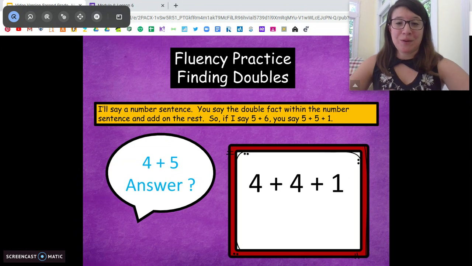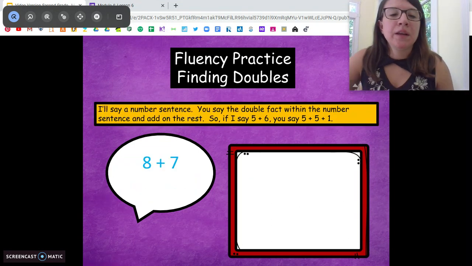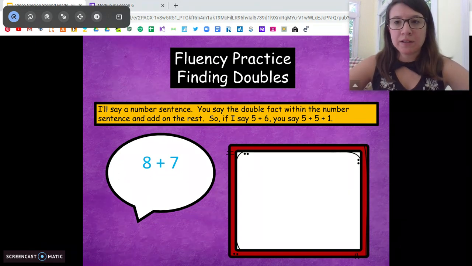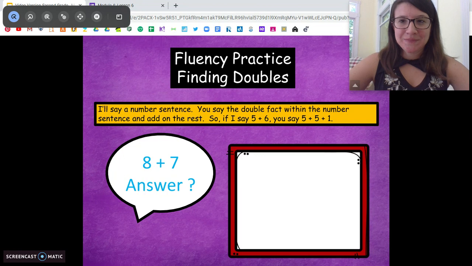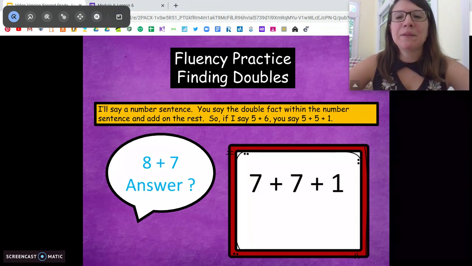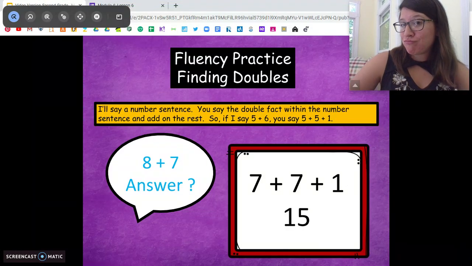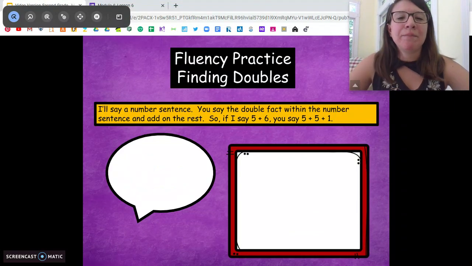4 plus 4 plus 1. Okay, good job. We got 9. Awesome. Let's try another one. 8 plus 7. What would our doubles plus 1 fact be? Good. 7 plus 7 plus 1. And that is 15. Very good. Let's try again.